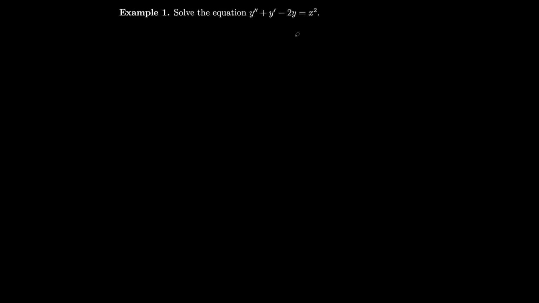Say we want to solve this non-homogeneous linear equation. Notice it equals x squared, not 0. So first we'll look for the complementary equation, which is y double prime plus y prime minus 2y equals 0. It's the homogeneous version. And then we'll look at the auxiliary equation, which is r squared plus r minus 2. Since we already know how to solve these things, we factor this quadratic, we get r minus 1 times r plus 2, and we're looking for when this thing equals 0.